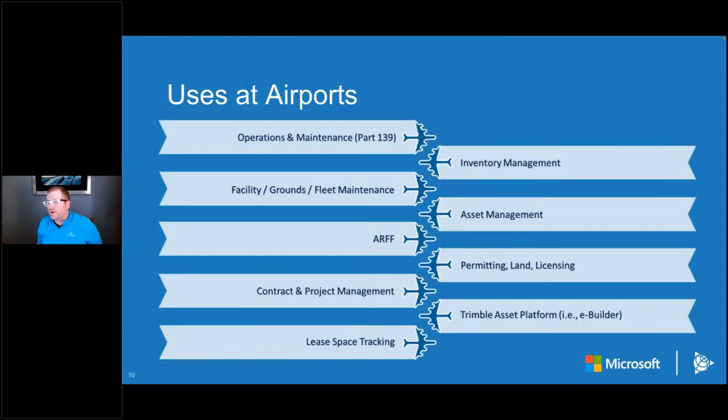Okay, so uses at airports. Some of the things I'm going to be talking about today with the Cityworks system, there are many uses for this system at airports. So number one, operations and maintenance. Of course the Part 139 side is very important at airports. Facilities, grounds, fleet maintenance. So that landside maintenance is something else that I'm going to show you today in the system. ARFF, so aircraft rescue and firefighting, also configured in the system.